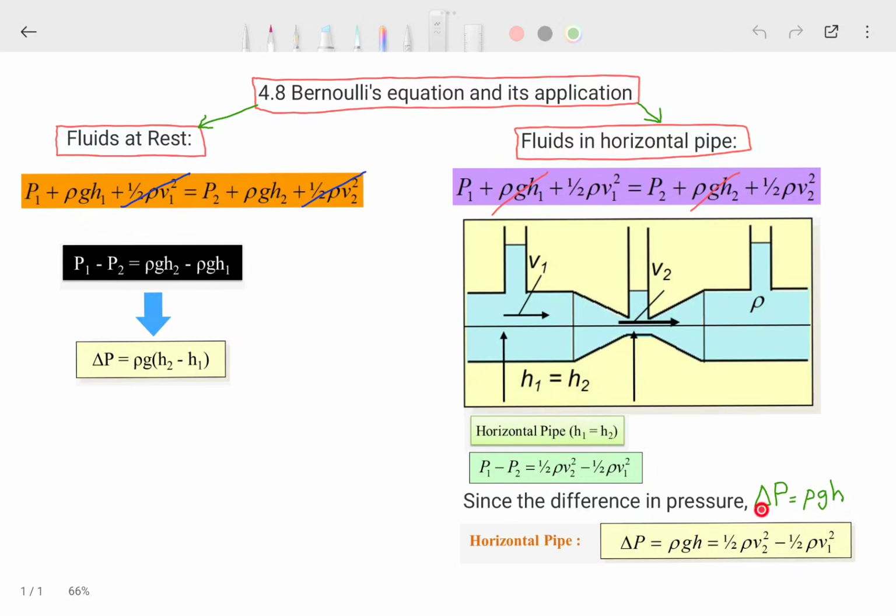Since the difference in pressure, change of P, equals rho g h, we can get the equation like this: change of P equals 1 over 2 rho V2 to the power of 2 minus 1 over 2 rho V1 to the power of 2.